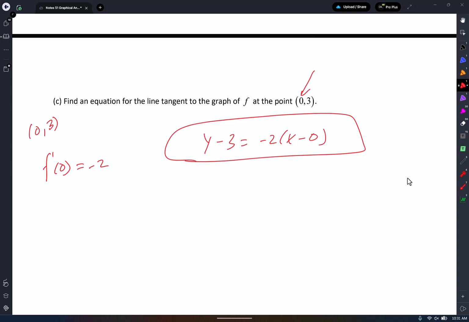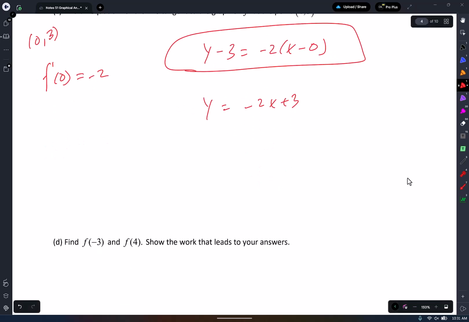Yes. You could also write it like this. Both are accepted. How do we feel? Okay.